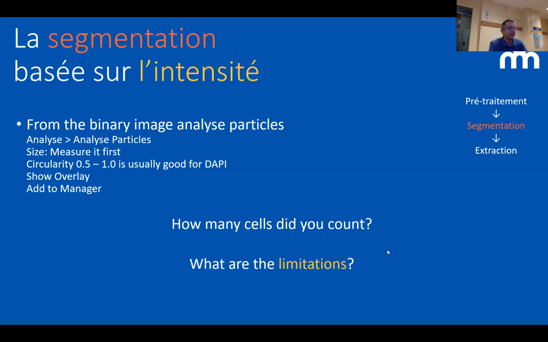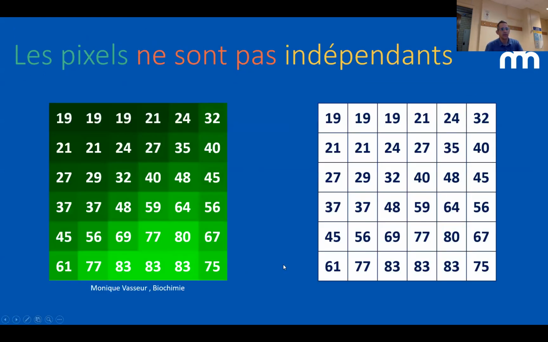So I counted 33 cells in my image, and what are the limitations? The limitations are it doesn't work for all images. Now I'm going to move on to pixel classification, which is, in my view, what you're going to mostly use in the near future, and hopefully from now on.